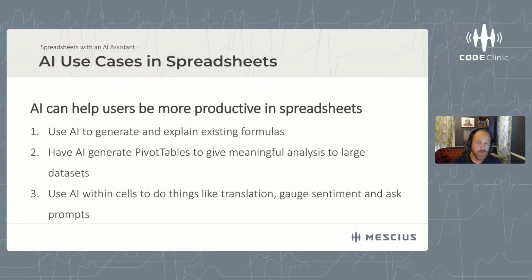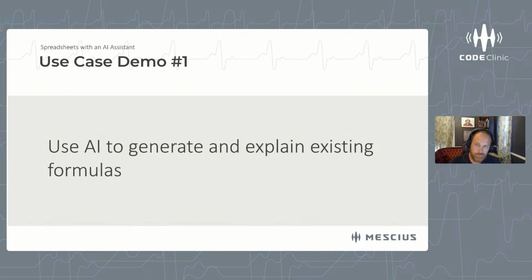So we're going to look at three different use cases today. We're going to use AI to generate and explain existing formulas. We're going to have AI generate pivot tables to give meaningful analysis to a large data set. And then more granularly, we're going to use AI within cells of a spreadsheet to do little tasks like translation, gauge sentiment, or even ask prompts in general. All right. So that's what we'll be doing today.